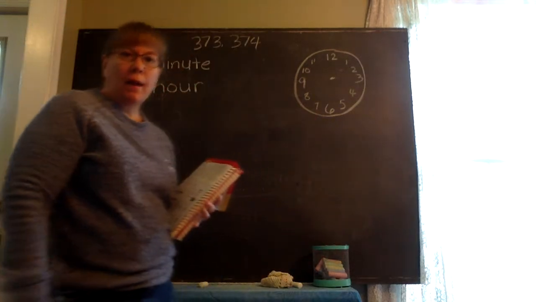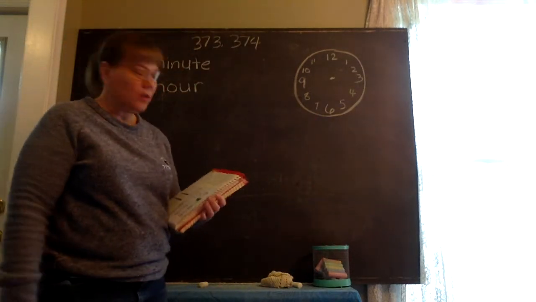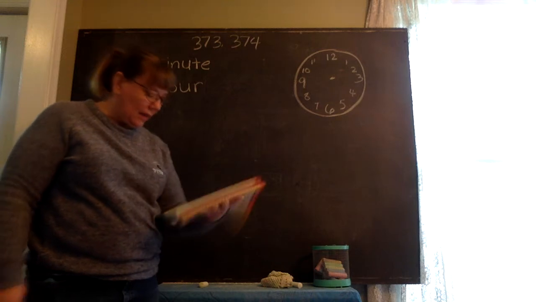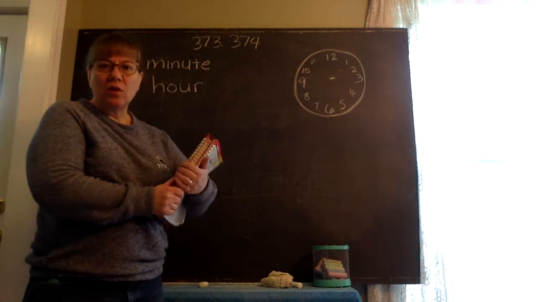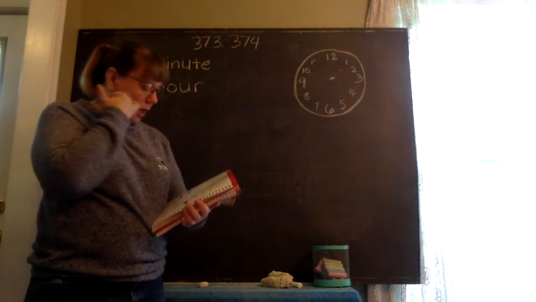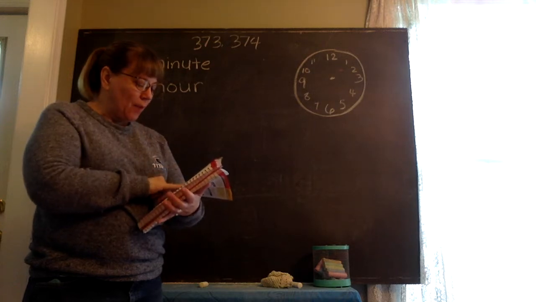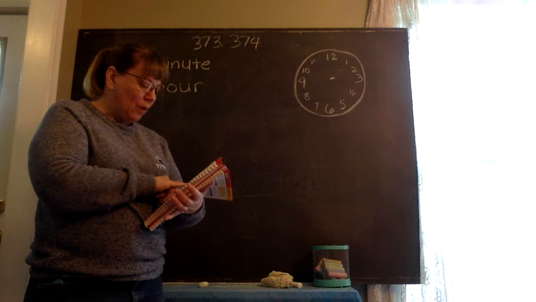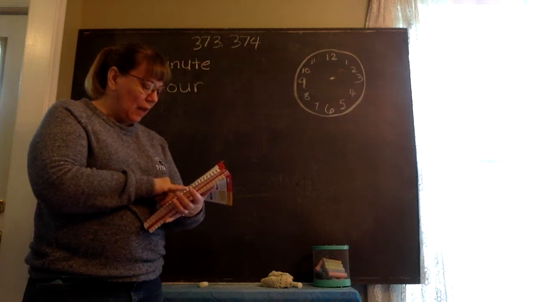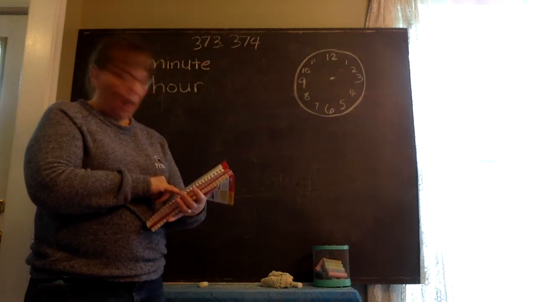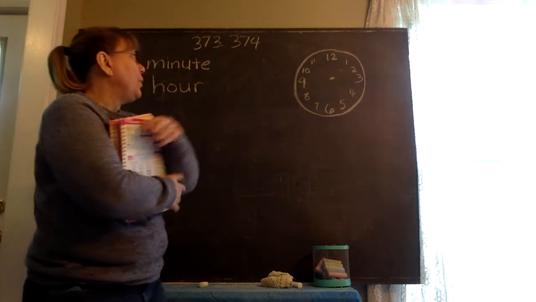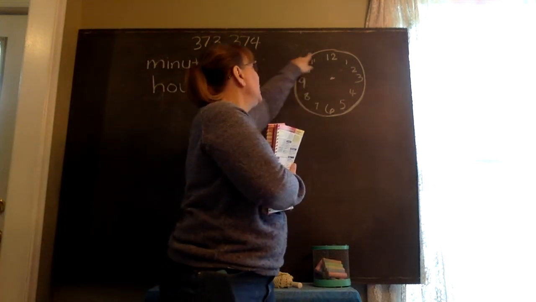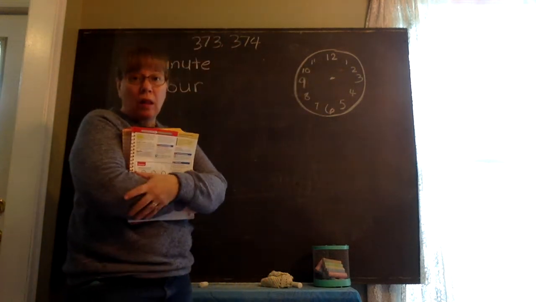All right, guys, welcome back for math. We're on pages 373 and 374, and we're going to start talking about telling time. So let's look at the top of our page under Let's Learn. Read the time on each clock as 7 o'clock. And there are two clocks. There's a round one with the numbers around it like this. That's called an analog clock.